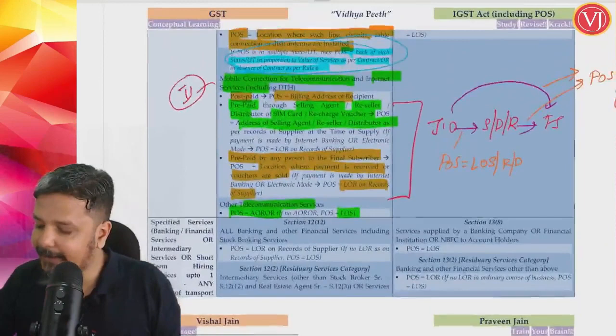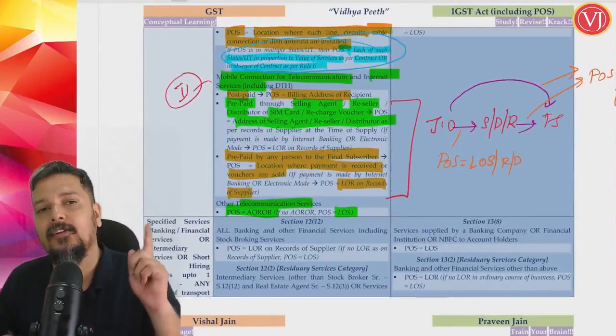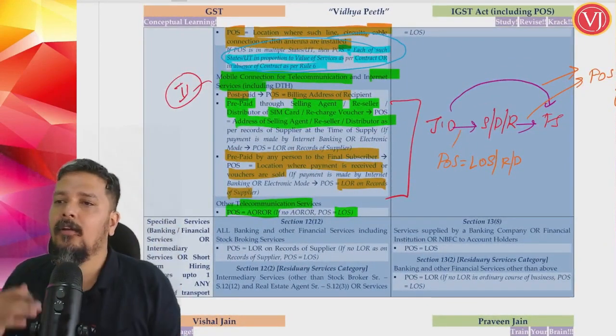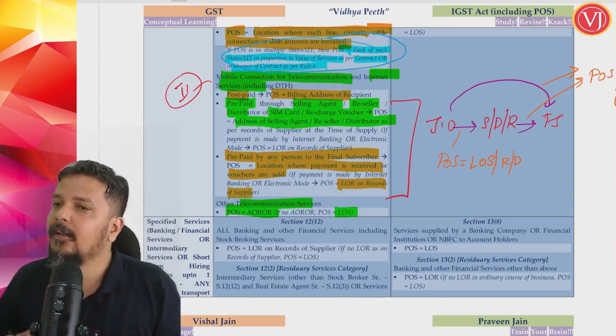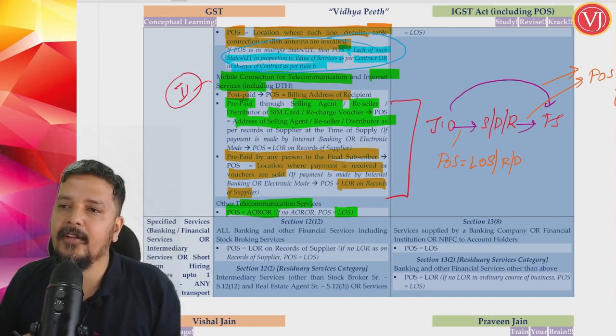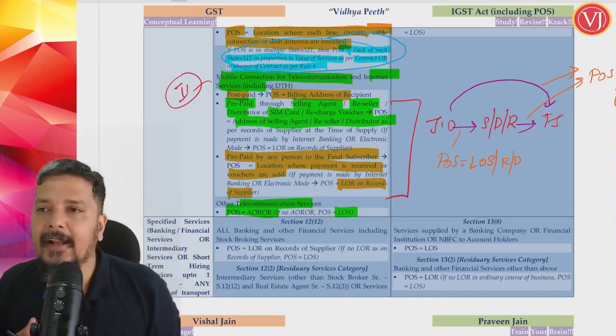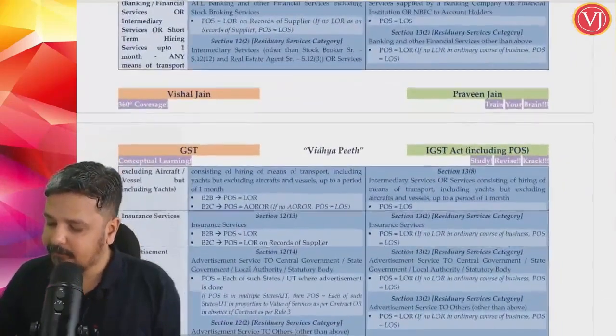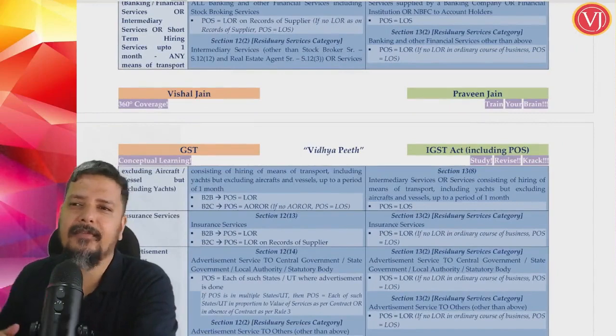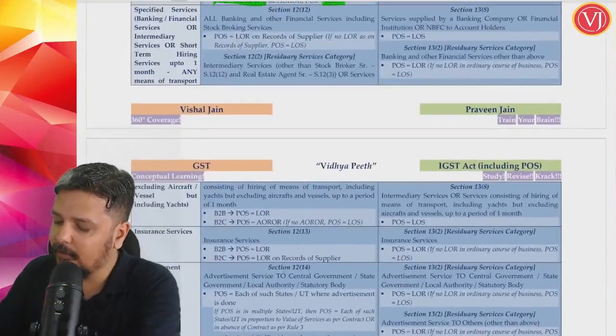This detailed discussion is there only for section 12. Wireless support services, that's a detailed discussion only in section 12. In section 13, if telecommunication service comes, go to the residuary category. What is the answer in the residuary category? Location of recipient. If not available in the ordinary course of business, location of supplier. The last few services which we are discussing are related to specified services. The last few set of services.